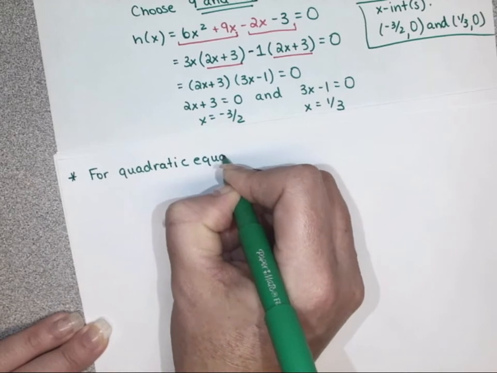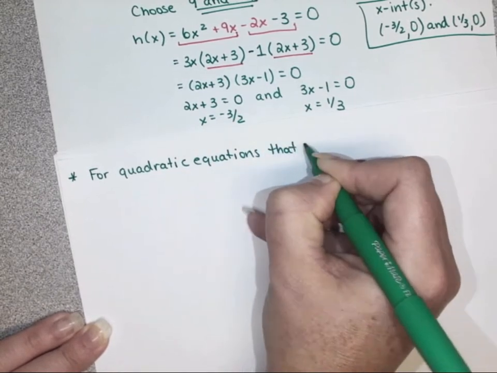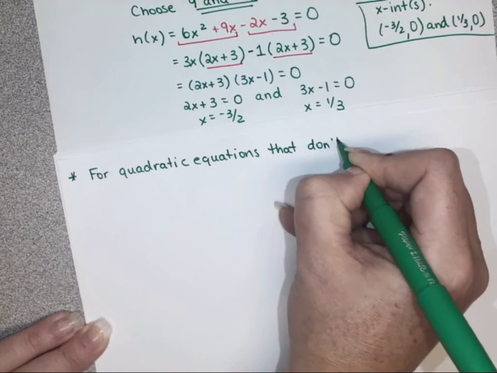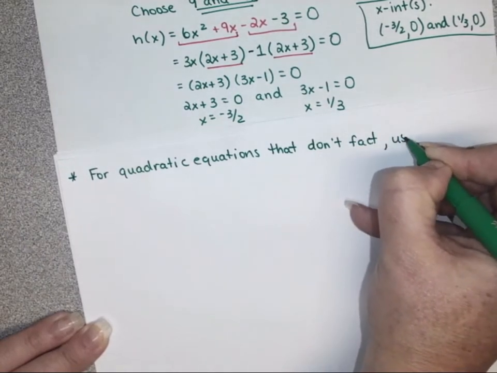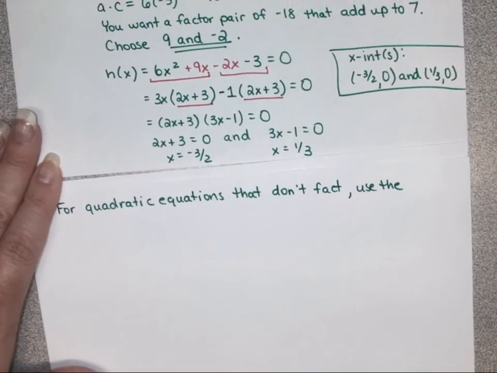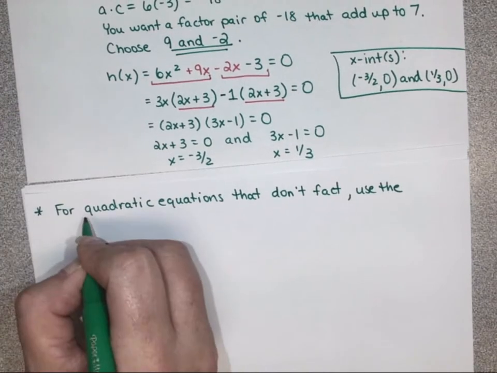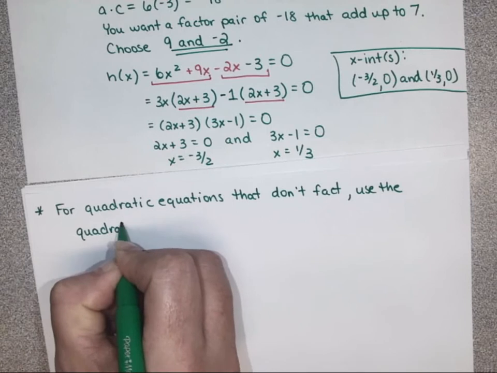So what happens when something won't factor? Because there are things that don't factor. So when it doesn't factor, do you remember what we use as a backup? It's a formula that we use pretty much when factoring just doesn't work for us. Starts with Q. Do you remember? Quadratic formula, yep.